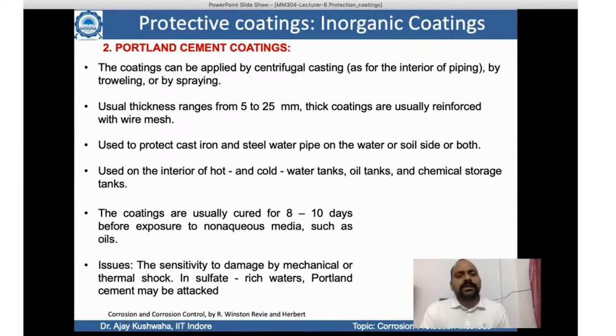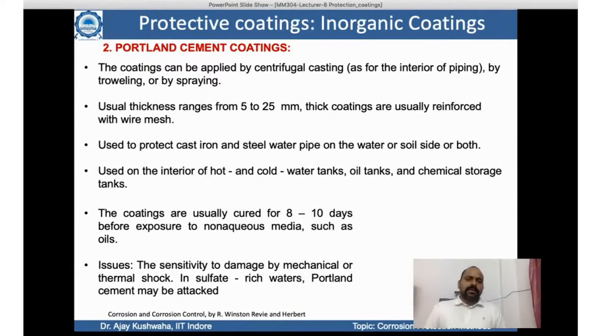Usually thickness ranges from 5 to 25 mm. Quite a thick coating. These coatings are usually reinforced with wire mesh, used to protect cast iron and steel water pipe on the water or soil side, and are also used on the interior of hot and cold water tanks, oil tanks, and chemical storage tanks. So this Portland cement can be coated in these kinds of applications. This Portland cement coating is usually cured for 8 to 10 days. So it's a kind of cement, we are just going to coat it.